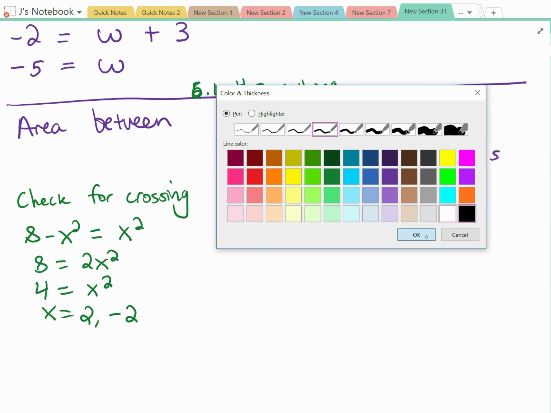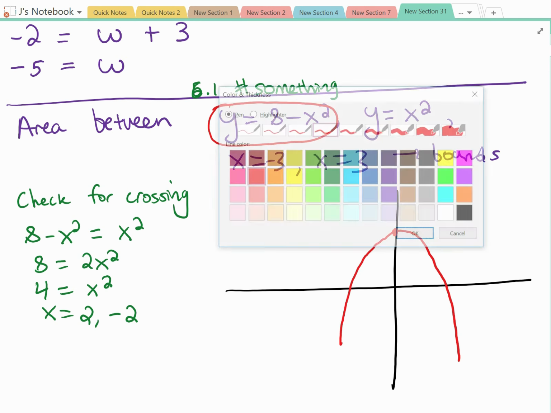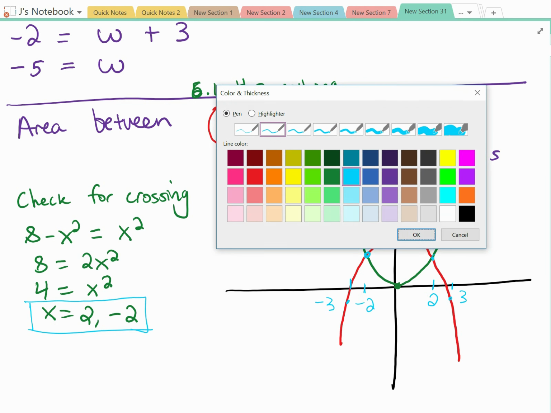Now I'll make a quick sketch. The first curve, y equals 8 minus x squared, is a parabola facing down with an intercept of 8. So it's shifted up by 8, facing down. And then the second curve, y equals positive x squared, is a parabola facing up at the origin, the point 0, 0. Okay, and then the two crossing points at negative 2 and positive 2, but it also goes from negative 3 to positive 3 as well. So our area is actually three areas.